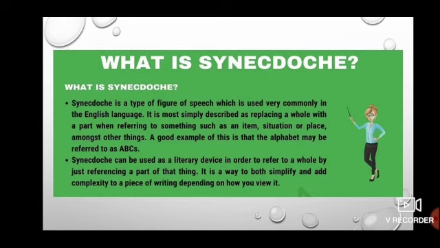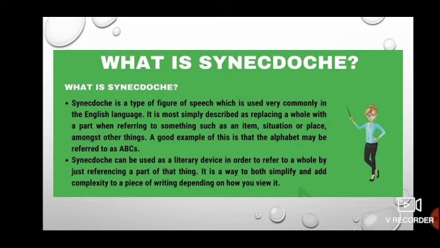What is synecdoche? See, synecdoche is a type of figures of speech which is commonly used in first language, and it is mostly described as a whole of a part. So for example, like hands, new faces, souls. When you solve the different examples, you will come to know, children. So what is it? It is described as replacing a whole with a part when referring to something such as an item, situation or place, amongst other things.